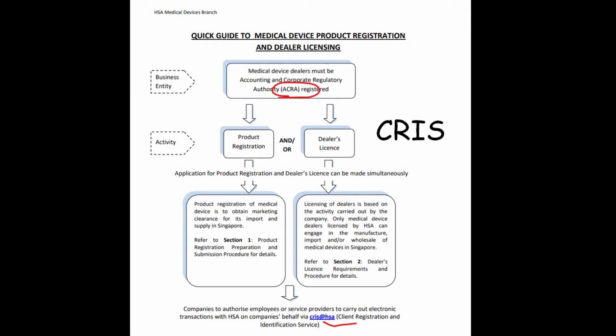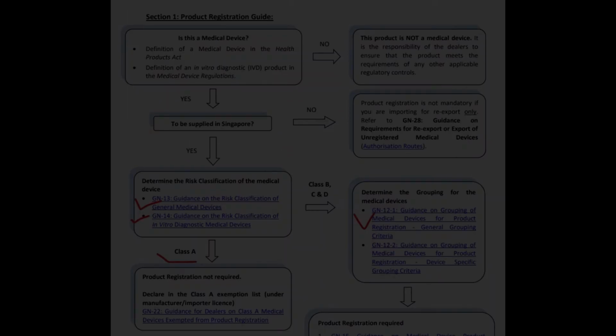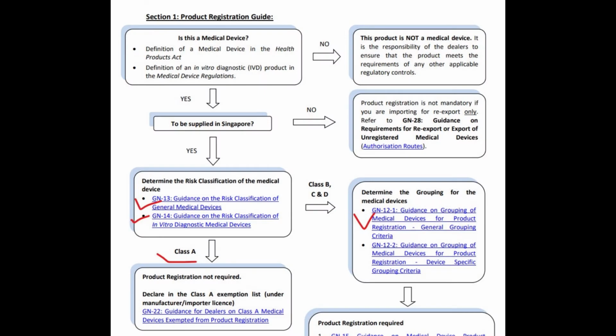CRIS is another step that the local company need to apply for after setting up a legal company in Singapore. This is just a login access capability which allows the local company to do e-submission of documents to authority. Again, if you are a foreign manufacturer who would be appointing a local registrant, there is no need to study this step. If you go further down the flowchart, you would see GN 13 and 14. These are the guidance for classification of medical and IVD. As the classification system is very similar to EU, we shall not go through in details.